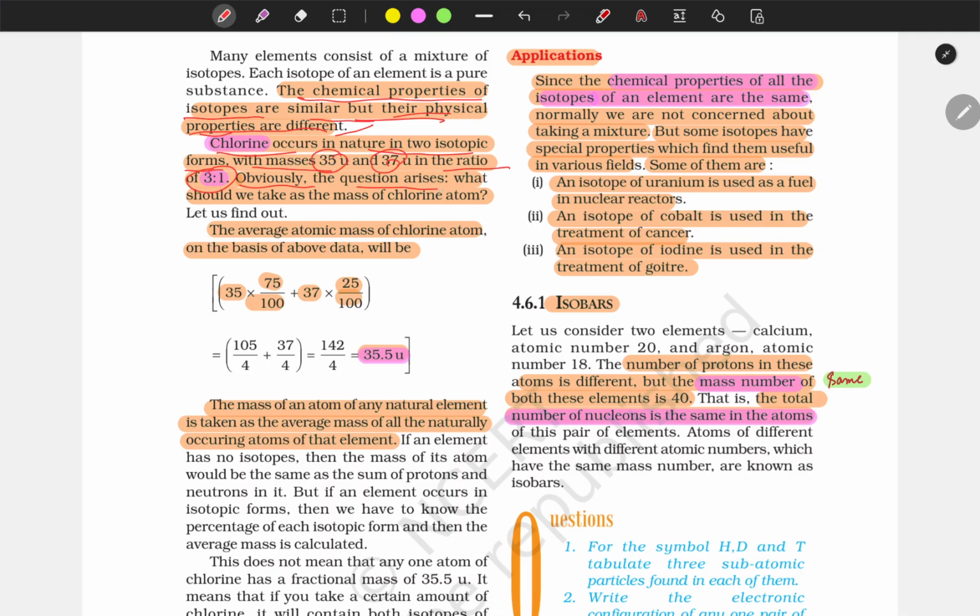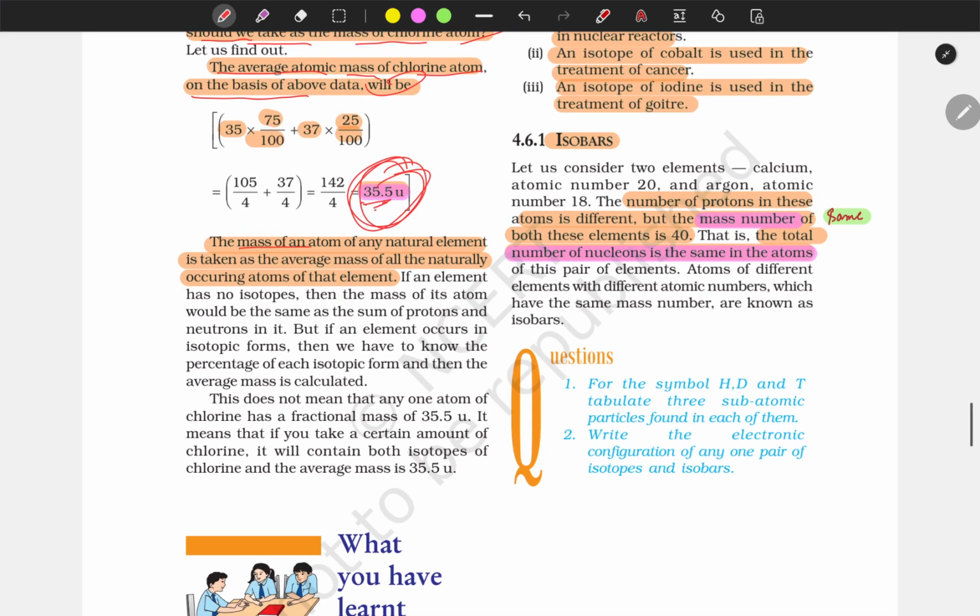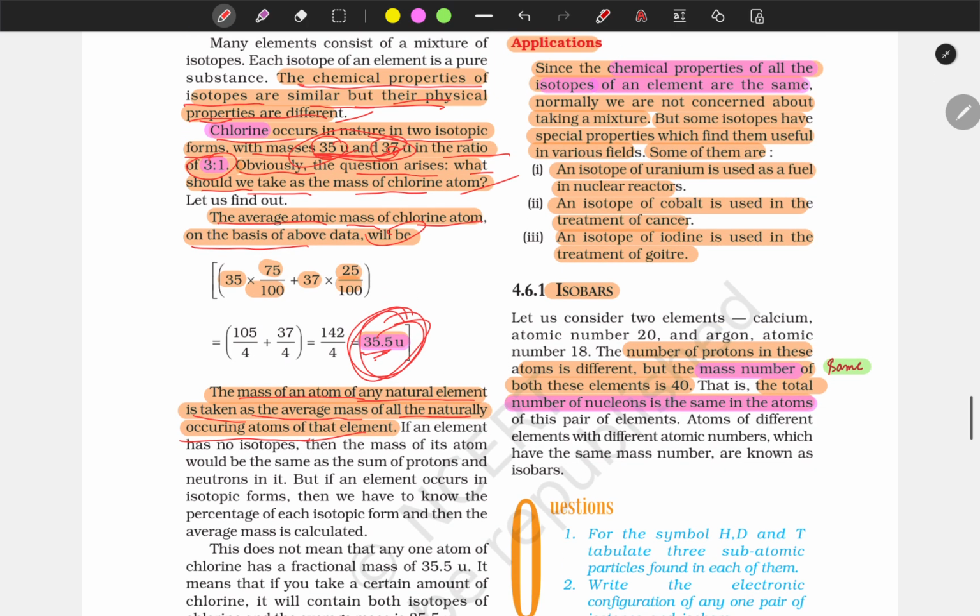Chlorine occurs in nature in 2 isotopic forms with mass 35 u and 37 u in the ratio of 3:1. Obviously the question arises, what should we take as the mass of the chlorine atom? The average atomic mass of the chlorine atom on the basis of the above data will be 35.5. It is an average taken: 3 units and 1 unit, so the average will be 35.5 units. So the mass of the atom of any natural element is taken as the average mass of all the naturally occurring atoms of that element.